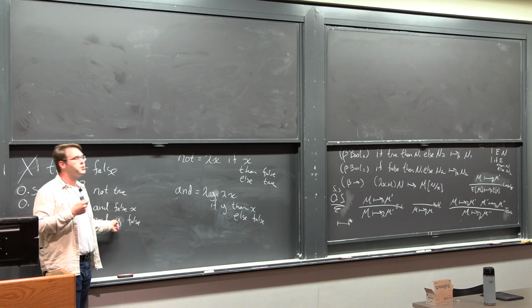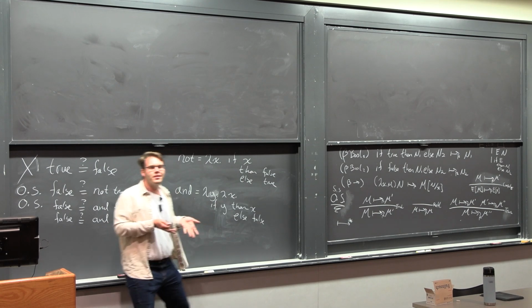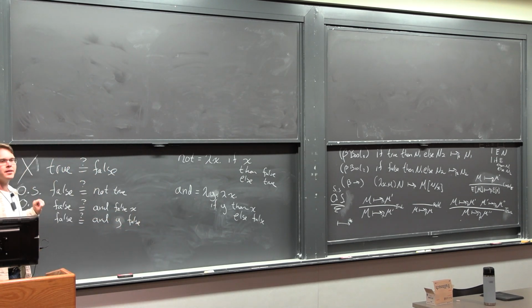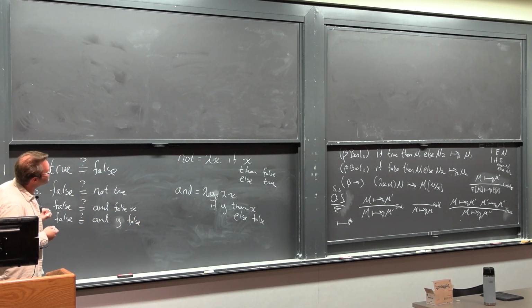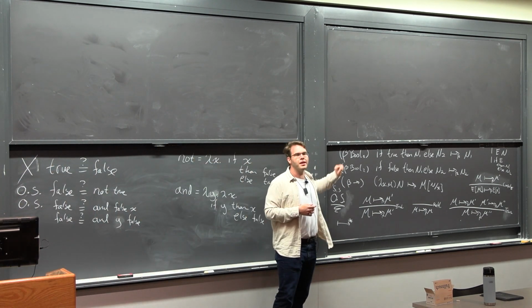It could be true or it could be false. And in either case, this works. And in either case, I get false. So it should work, right? But the operational semantics is not enough, right? And so part of the idea of today is we can do a lot better than the operational semantics.